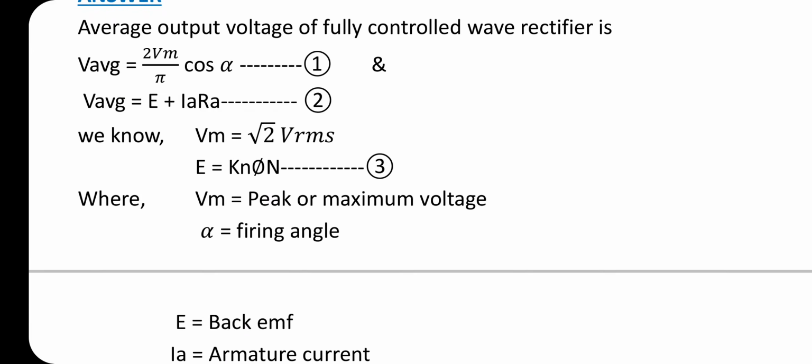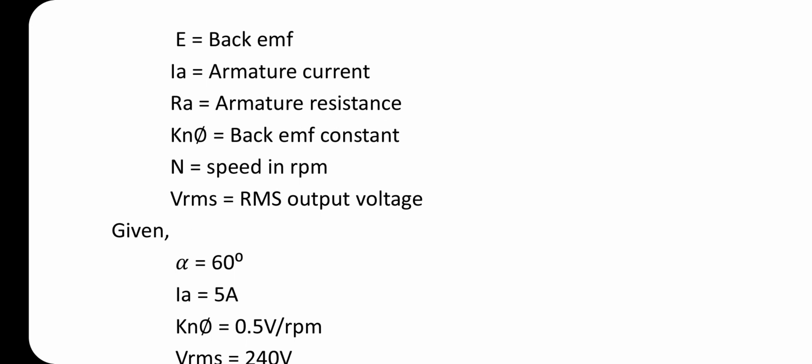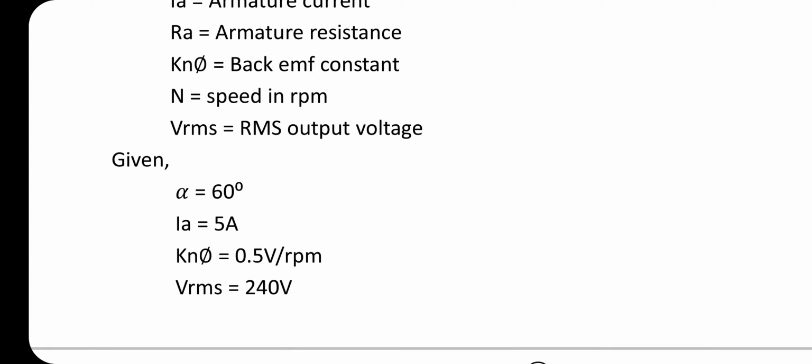Average output voltage of a fully controlled full-wave rectifier is V average equal to 2 Vm by pi cos alpha, equation 1, and V average equal to E plus Ia Ra, equation 2. We know that Vm equal to root 2 Vrms and E equal to K n phi N, where Vm is the peak or maximum voltage, alpha is the firing angle, E is the back EMF, Ia is the armature current, Ra is the armature resistance, K n phi is the back EMF constant, N is the speed in RPM, and Vrms is the RMS input voltage.